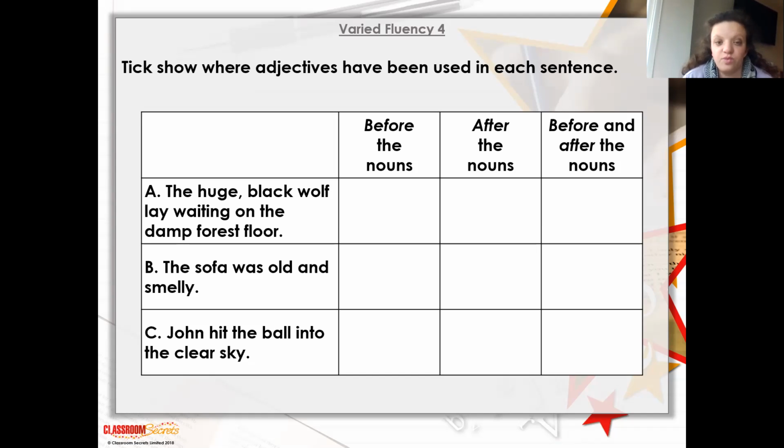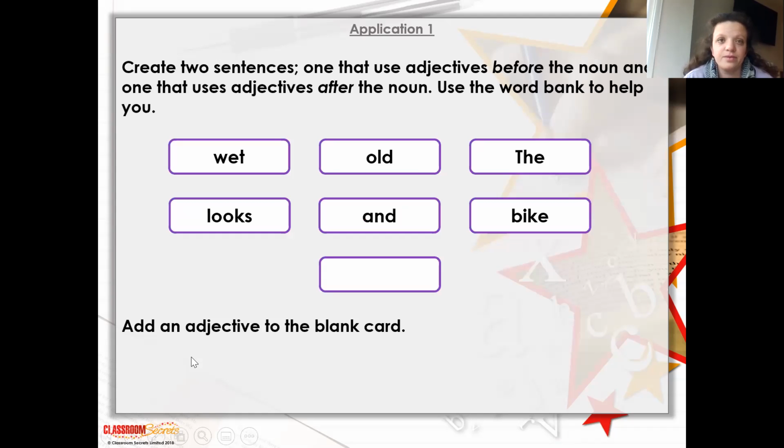Okay, well done. So the first one, the huge black wolf lay waiting on the damp forest floor, is before the nouns. So we've got wolf and floor, and before each of them, we've got the adjectives. Here we've got it after, so the sofa is our noun, and then afterwards we've got our adjectives, old and smelly. And here, John hit the ball into the clear sky. We've got it before the noun. We've got our noun, sky, and there's our adjective, clear.